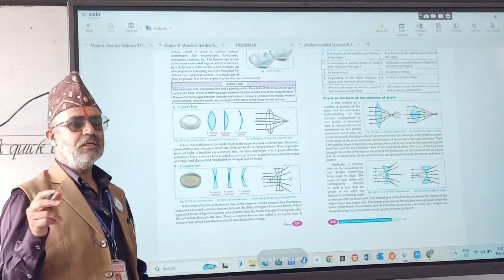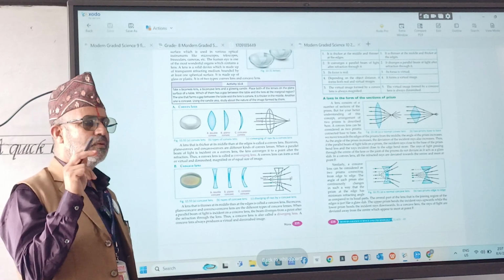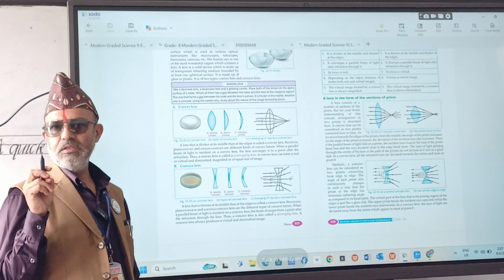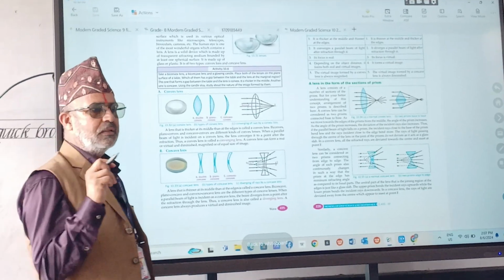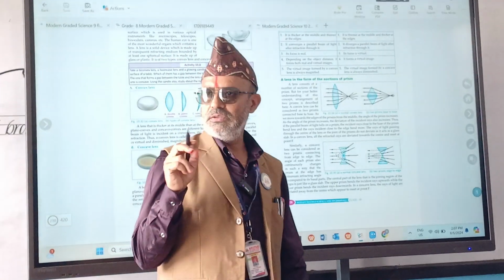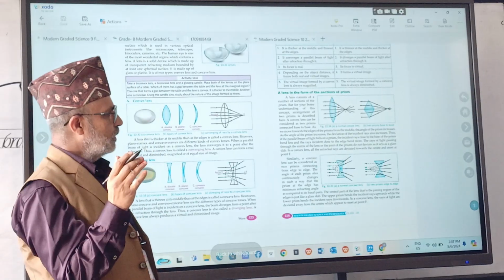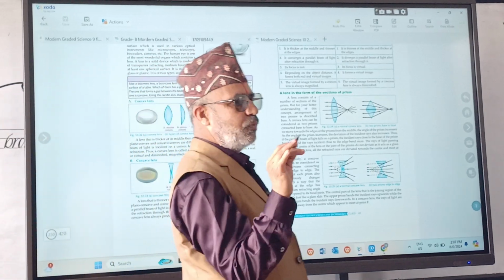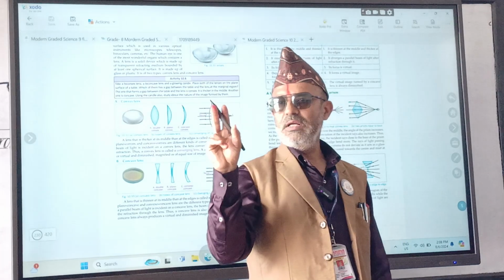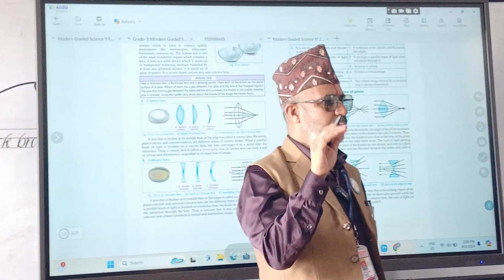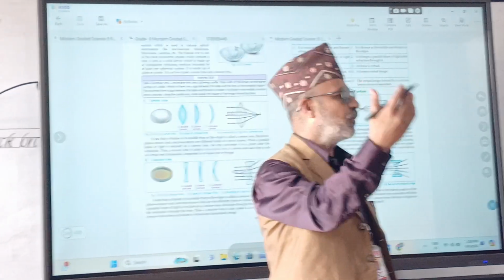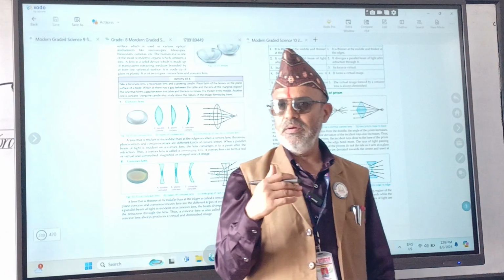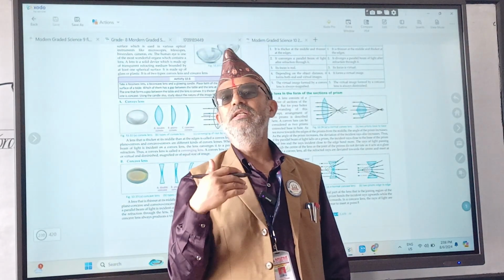So in this class, how many children are using spectacles? Only two girls and one boy. So these children have got one problem in the eye. That problem in the eye will be discussed later on. Mainly there are two types of problems. One is the problem in which they cannot see far away objects. Another is the problem in which they cannot see near objects.